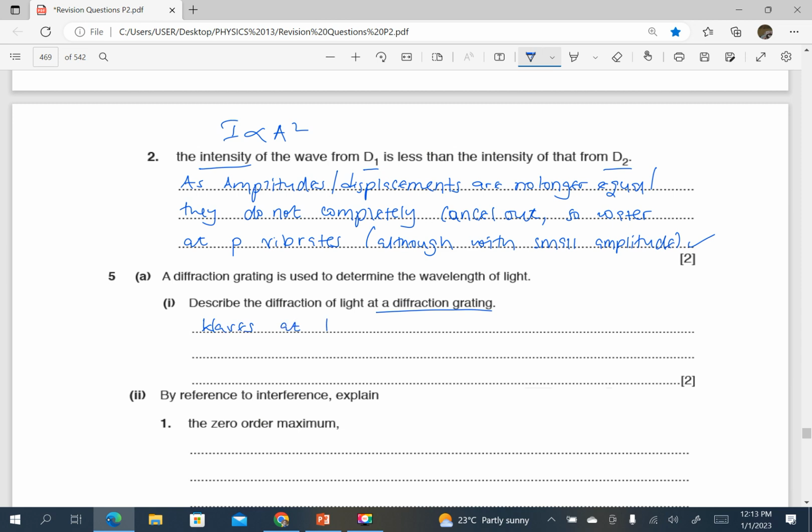at the slits spread into the regions of geometrical shadow.